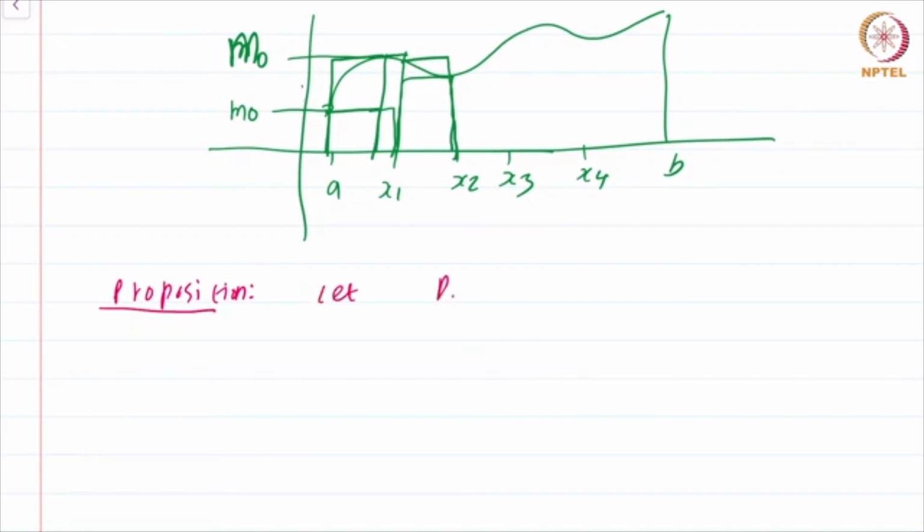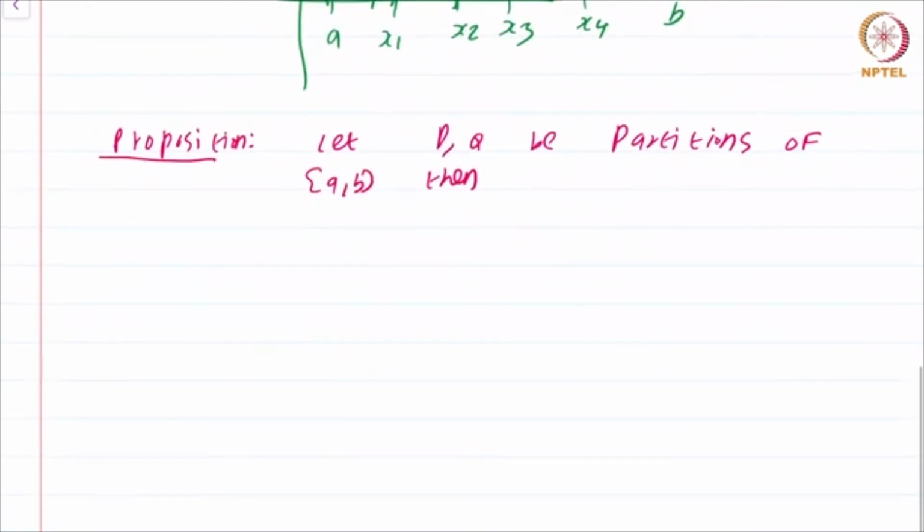Let P, Q be partitions of the closed interval [a, b]. Then L(f, P) is less than or equal to U(f, Q). No matter what partitions you take, the lower sum with any partition will always be less than or equal to the upper sum with any other partition. Proof.